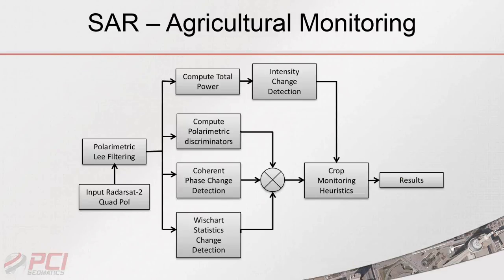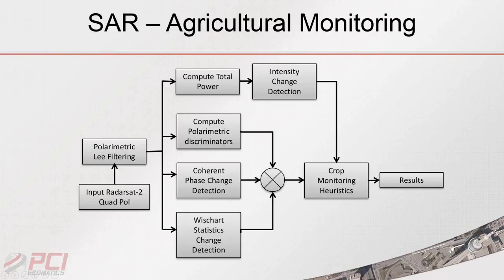Here's a sample workflow of how we would do that. As I mentioned, we would take a Quad-Pol image, perform some filtering to remove speckle or reduce the effects of speckle. Then we could compute the total power and do a change detection on the intensity, which is one of the 5 measures that I discussed. We could calculate polarimetric discriminators and use those. We could look at the change in phase, and we could look at the Wishart statistics across the different images. And using all of these parameters, we can build a more complete picture of what's happening with the crops and understand what changes are occurring and so on.